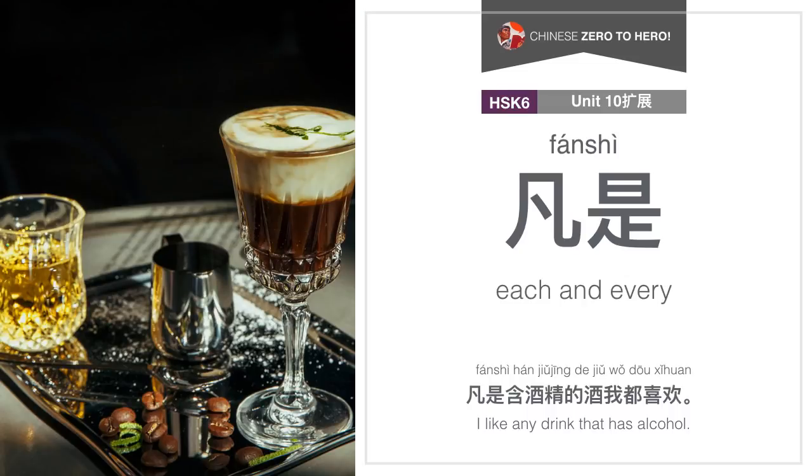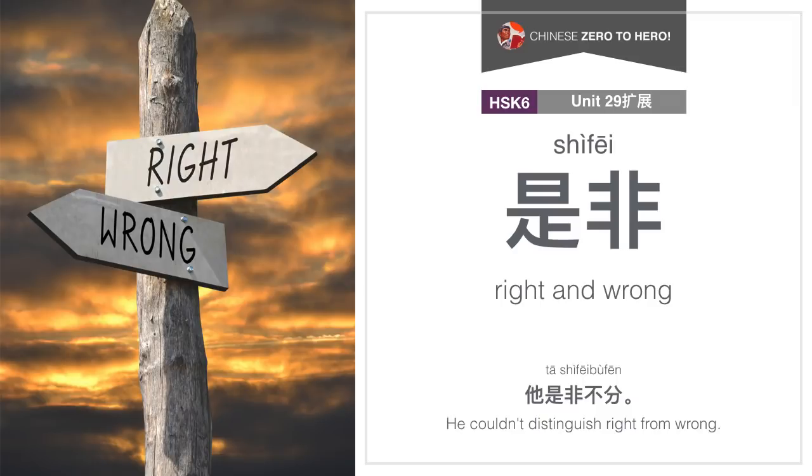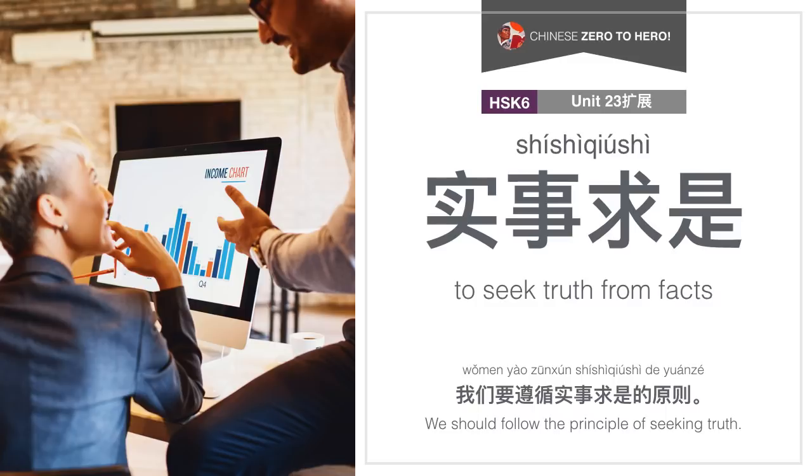And in HSK 6, we learn 凡是 meaning each and every. 凡是含酒精的酒我都喜欢. I like any drink that has alcohol. In HSK 6, we also learn 是非 meaning right and wrong. 他是非不分. He couldn't distinguish right from wrong. And as mentioned before, in HSK 6, we learn the idiom 实事求是 to seek truth from facts. 我们要遵循实事求是的原则. We should follow the principle of seeking truth.